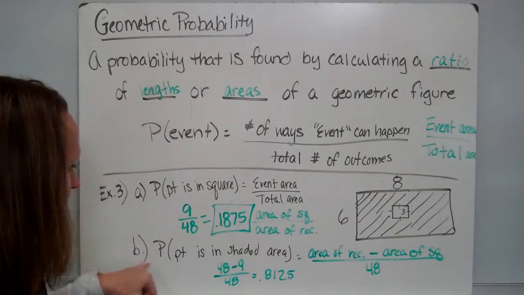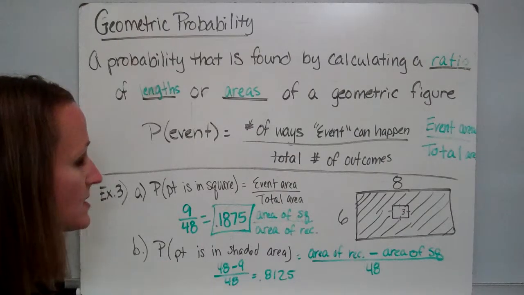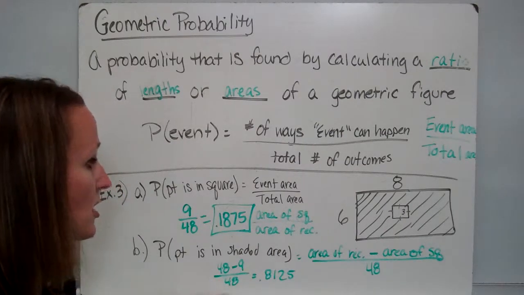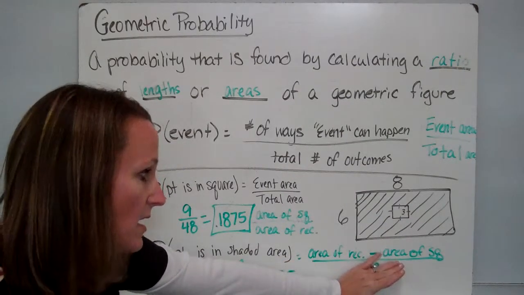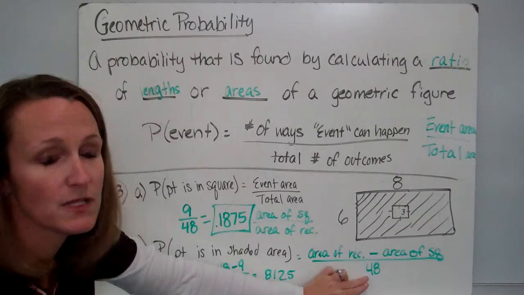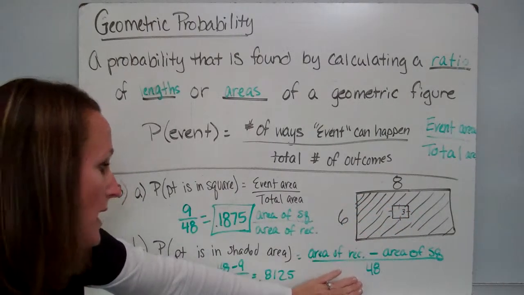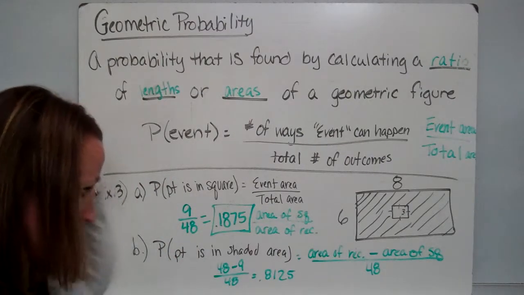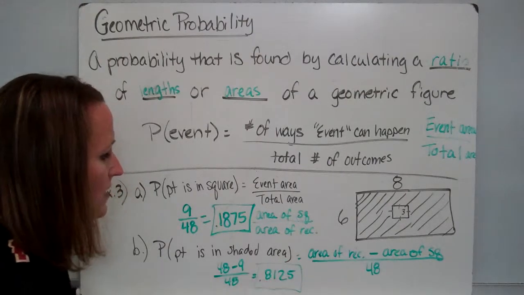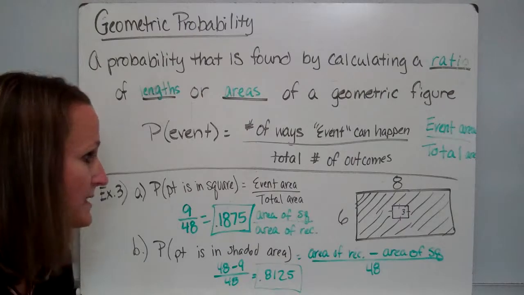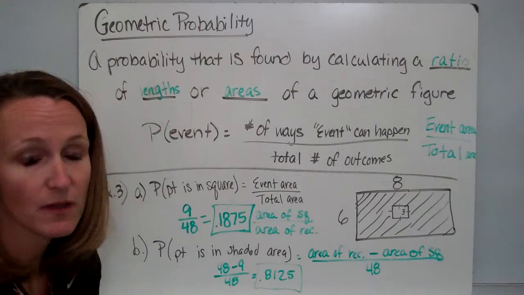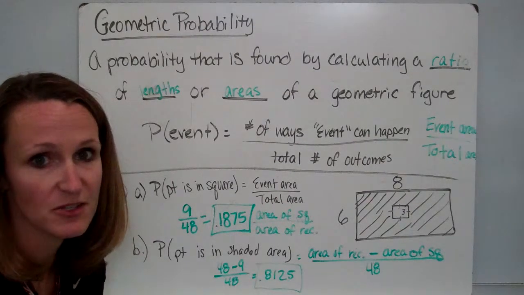Okay, look at example 3b. Probability that a point is in the shaded area. So this time, it can land anywhere except the square. So I would take the area of the rectangle minus the area of the square. So that's how I'm getting the area of our shaded area. And I'm going to divide it still by the total area, or 48. So 48 minus 9, and then I'm going to divide it by 48. This time, our probability is much larger, which makes sense because this time it has a much larger area to land in. And that's how we deal with compound probability in our multiplication rule and geometric probability.